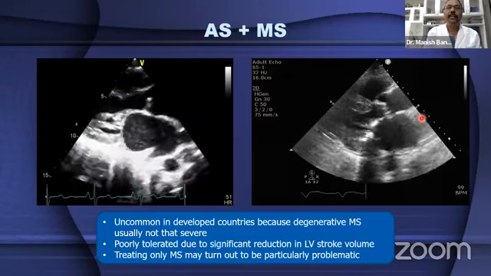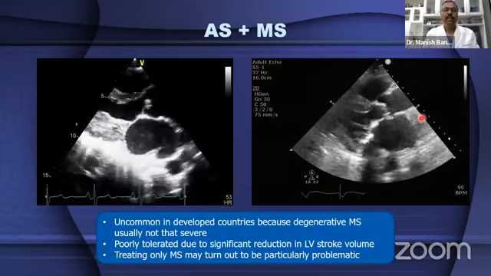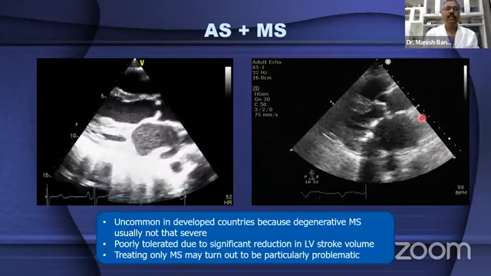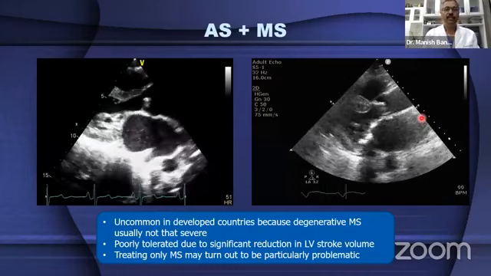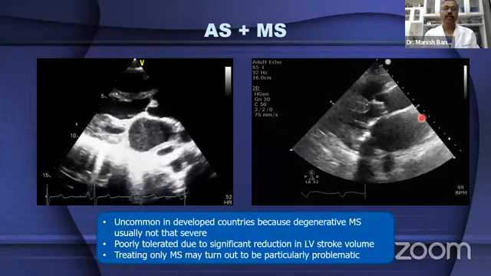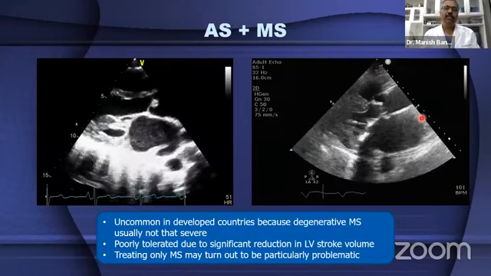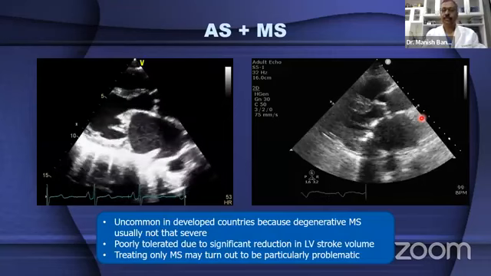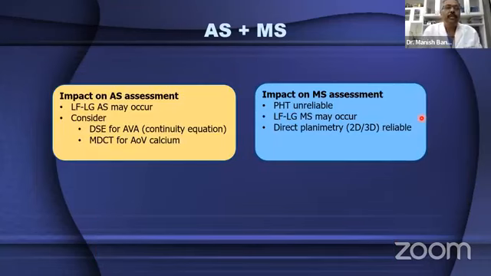Now coming to AS and MS, this is a combination which we see very often because of rheumatic heart disease. In degenerative heart disease, this combination is not that common because mitral stenosis, because of degenerative region, is usually not that severe. But when the two conditions coexist, again, mitral stenosis causes AS to become low gradient. That is one problem, and therefore we need to again rely on dobutamine echo and CT aortic valve calcium score.